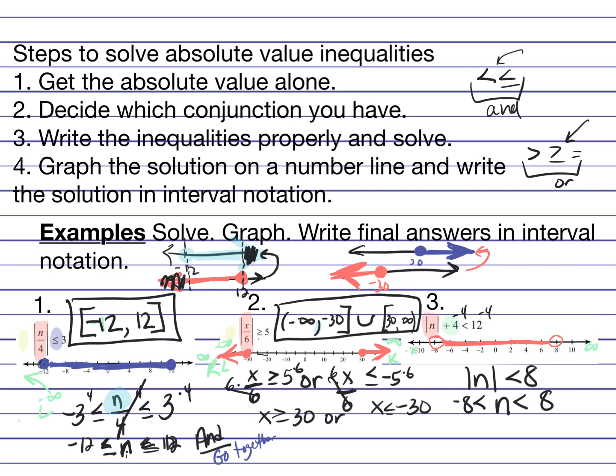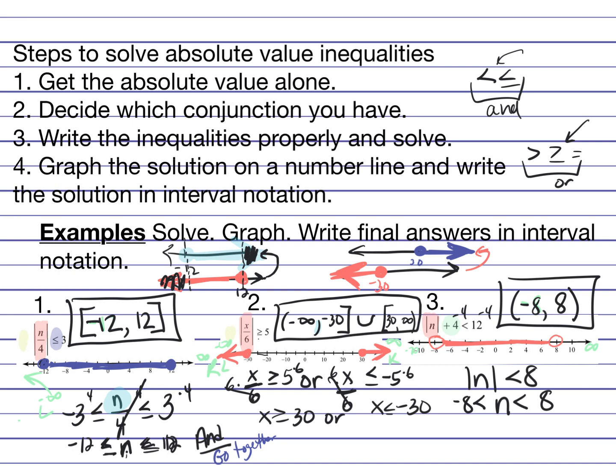Where does it start being shaded red? It starts at negative 8. Oops, I want to use black. It starts at negative 8 with an open circle, so you put a parenthesis, comma. So it starts here, and it goes all the way to here, and it stops. So I'm going to put positive 8 here, and it's an open circle, so you put a parenthesis. So that's my answer to number 3.